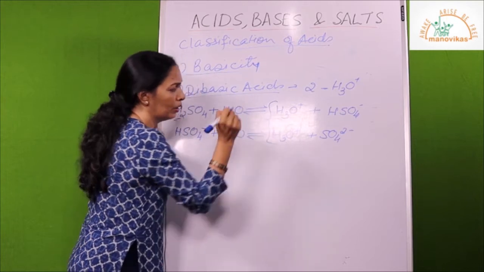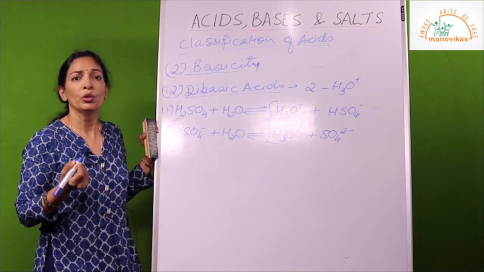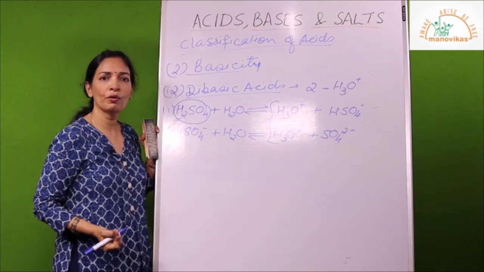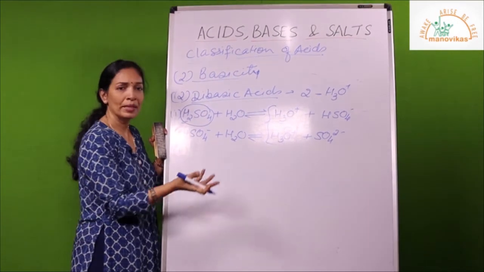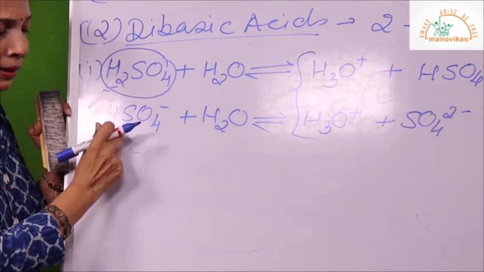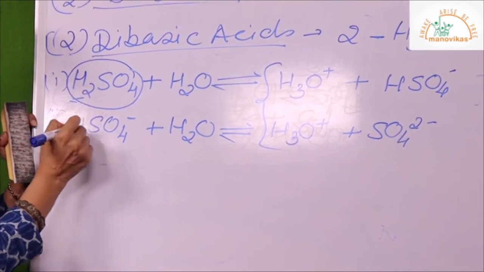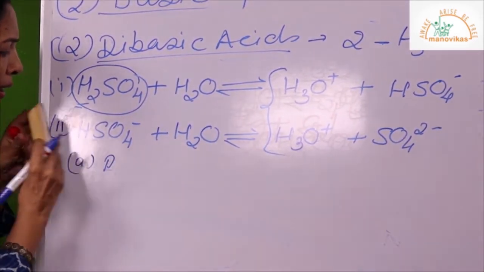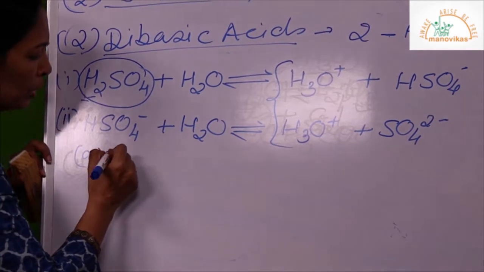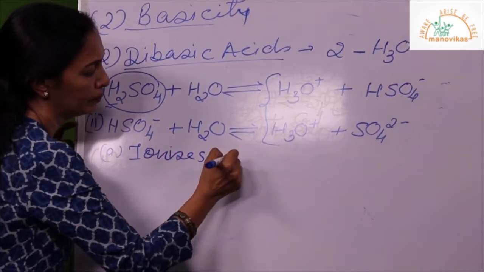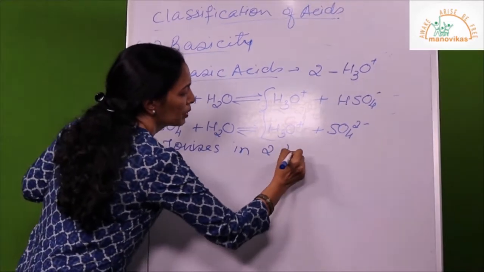So together, how many hydronium ions have come? 2 hydronium ions are furnished by this one molecule of H2SO4. So what is the basicity of H2SO4? 2. Now, looking at this, you can say that a dibasic acid ionizes in 2 steps.